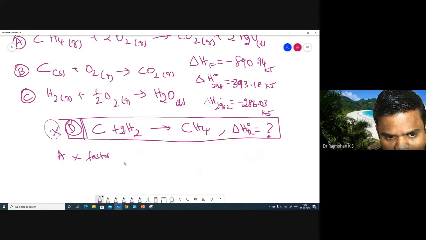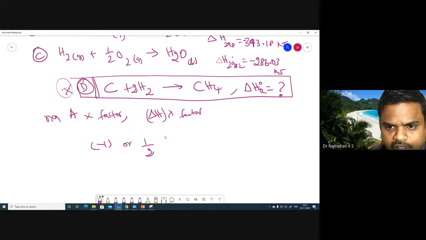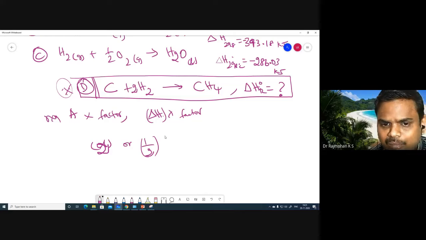When a reaction is multiplied by a factor, then delta H needs to be multiplied by the same factor. This factor can be -1, or it can be division by 2, any number. I'm just giving an example. If I multiply the reaction by -1, then you have to multiply delta HR by -1. So what does it mean? We won't even write multiply by number. We'll say multiplying by 2 or dividing by 2 alone.